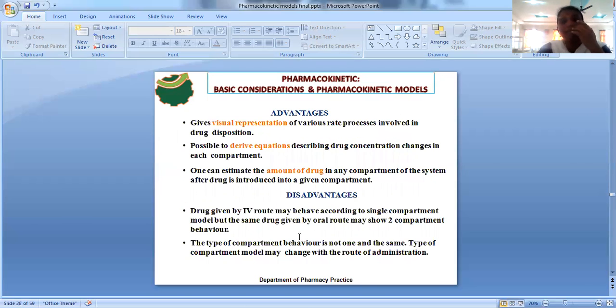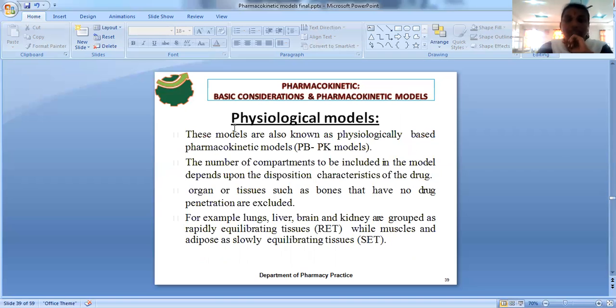These are some advantages as well as disadvantages. Today we are going to deal with the physiological models. What are the physiological models? We already explained that compartment models are completely empirical models, where the compartment is assumed to be a group of tissues having similar blood flow and drug affinity. But here, these physiological models are based on physiologically based pharmacokinetic models, also called PBPK models.